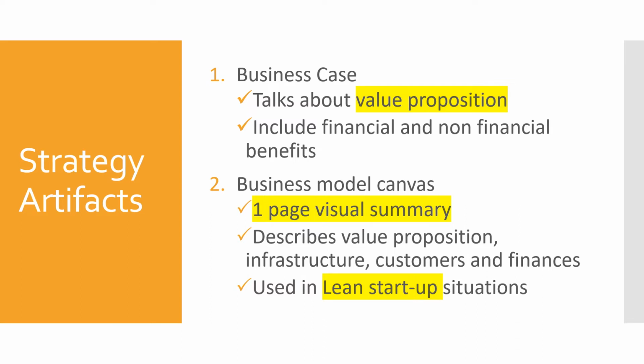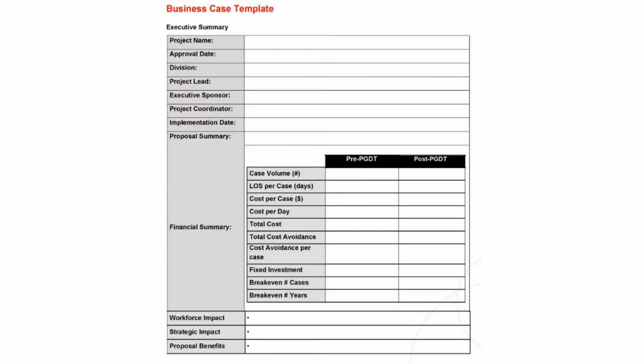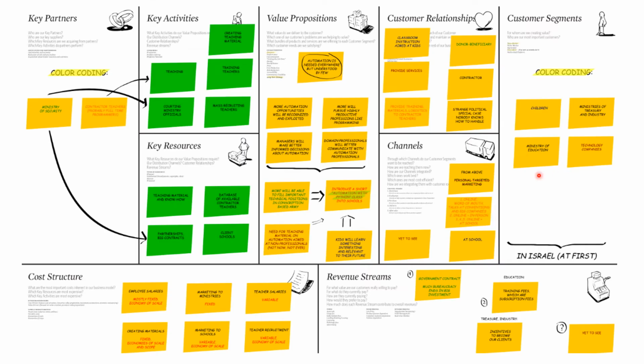So let's look at examples of the business case. This is one example of a business case template. It talks about the project name, its approval date, who the project lead is, who the executive sponsor is, and what the implementation date is. It talks about a financial summary, workforce and strategic impact, and proposal benefits, right? So this is one good example of a business case template.